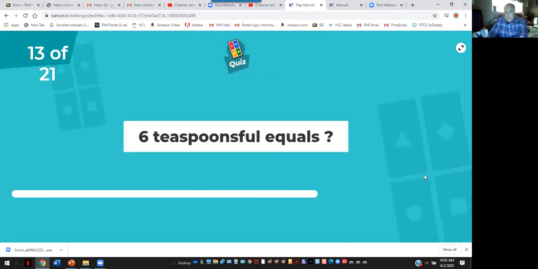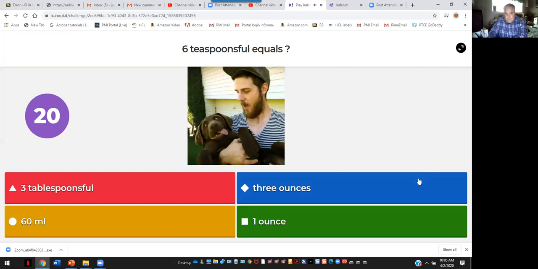6 teaspoons equal 30 milliliters. It equals 2 tablespoons. I see there's 1 ounce. He even got it.